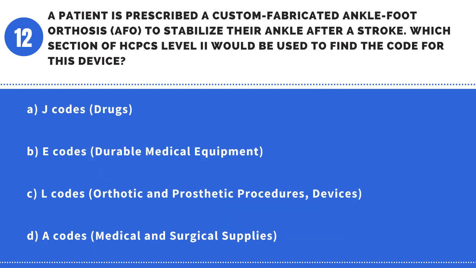Question 12. A patient is prescribed a custom-fabricated ankle-foot orthosis, AFO, to stabilize their ankle after a stroke. Which section of HCPCS Level II would be used to find the code for this device? A. J codes, drugs. B. E codes, durable medical equipment. C. L codes, orthotic and prosthetic procedures, devices. D. A codes, medical and surgical supplies.